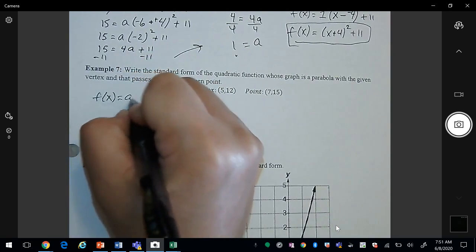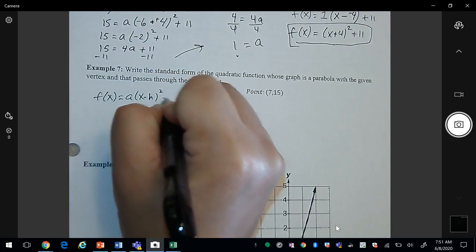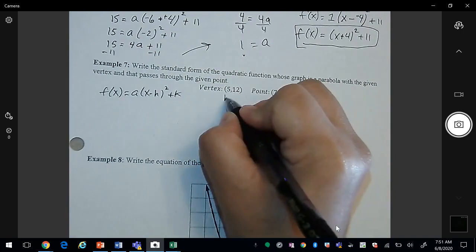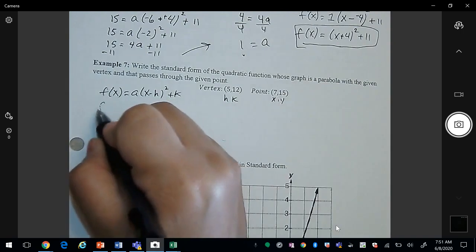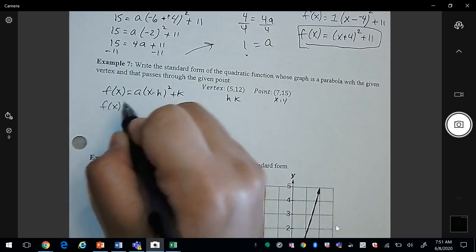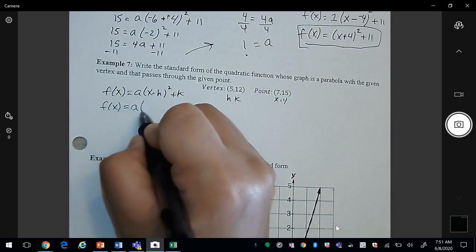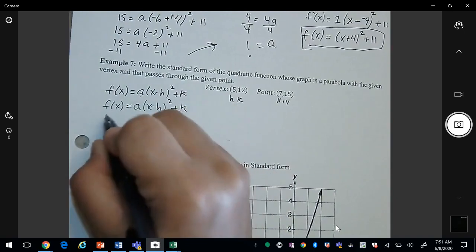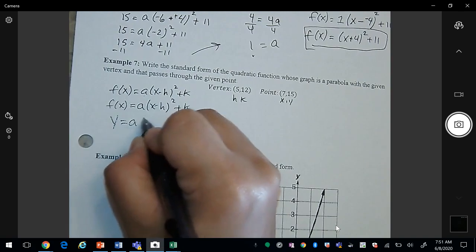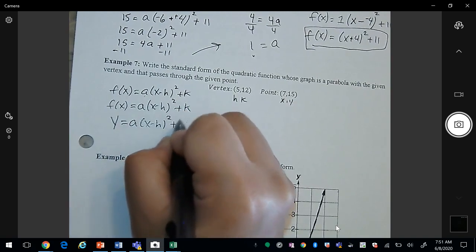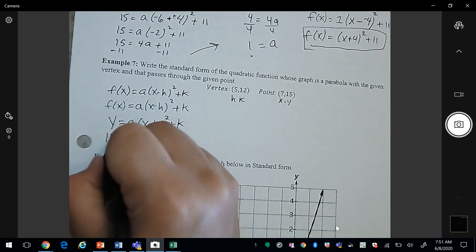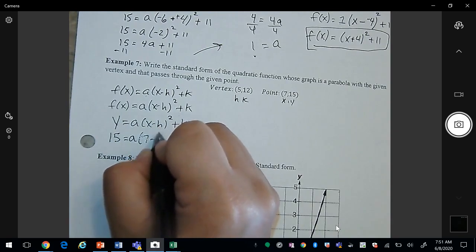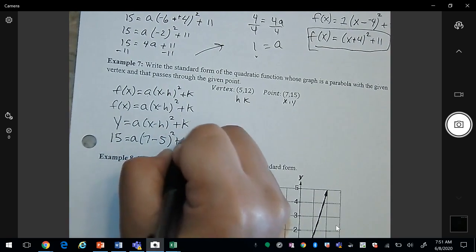So write the general form first. So this is x and y, h and k. So we don't know what a is. Let me just rewrite this again. So f of x, I'm going to write as y. So y in this case is 15. A, we don't know. X is 7. H is 5. And k is 12.